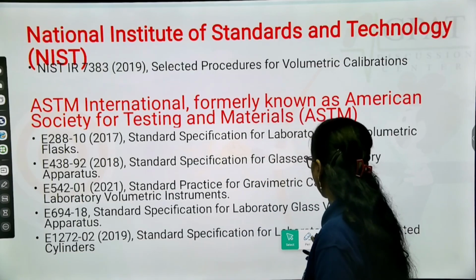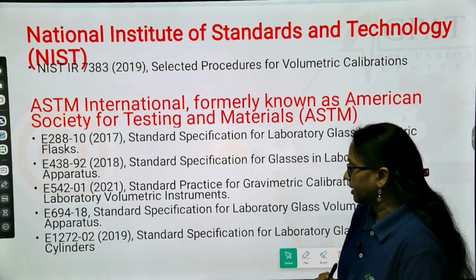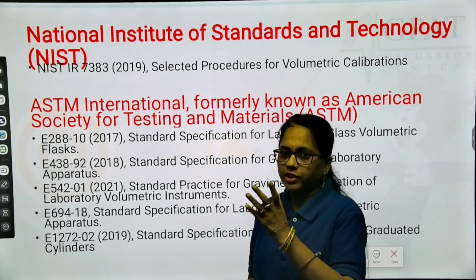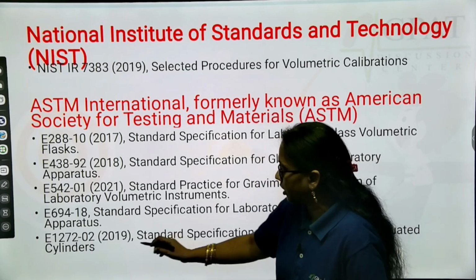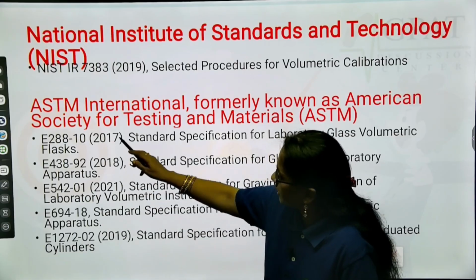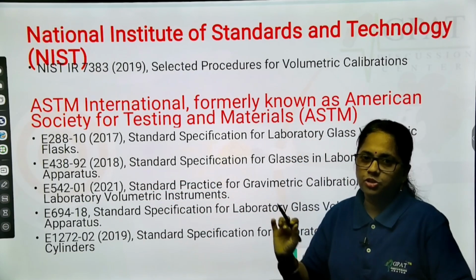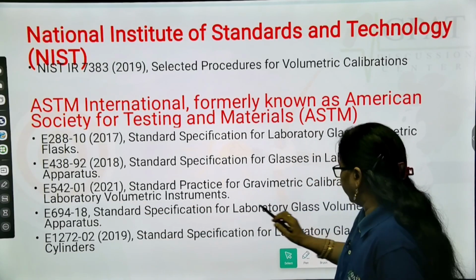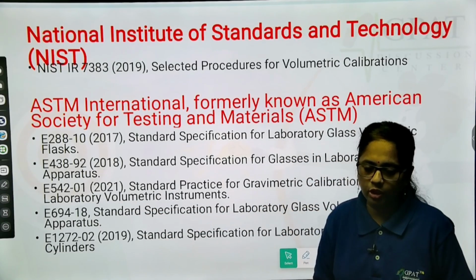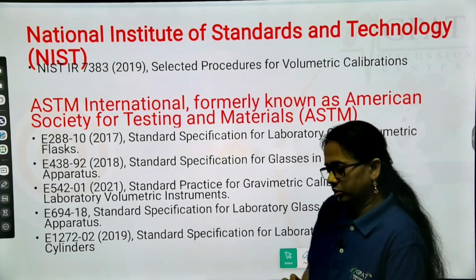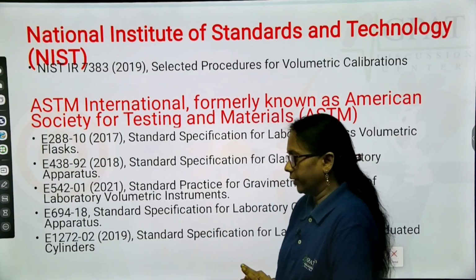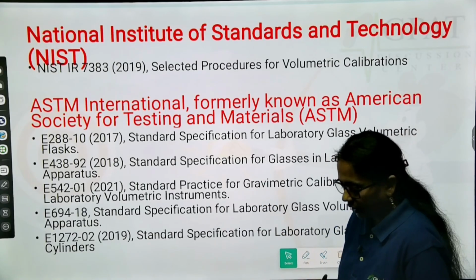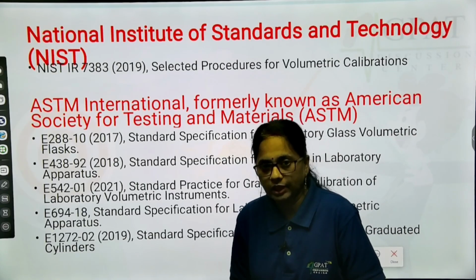And one more, that is standard specification for the laboratory glass graduated cylinders, measuring cylinders, you are going to see. Okay, so graduated cylinders you are going to observe. In 2017, 18, 19 they have subdivided, and in 2021 they have released completely the gravimetric calibration of all the laboratory volumetric instruments. So the concise document they have released. Okay, so these are the reference documents you can follow while adopting the procedure for the glassware calibration.